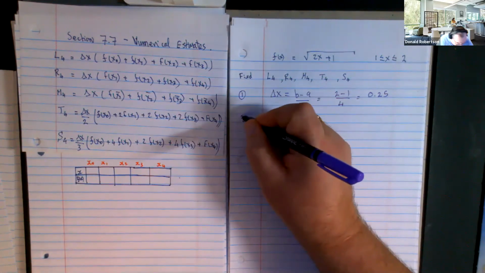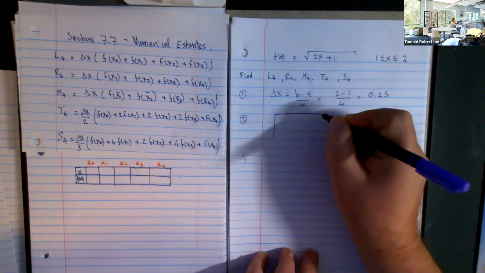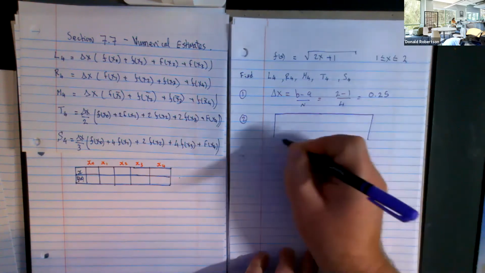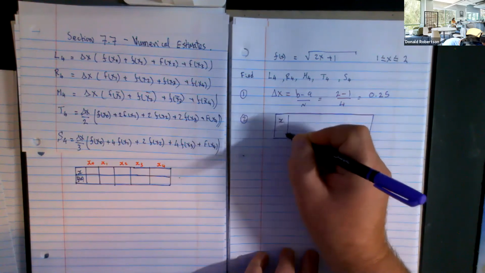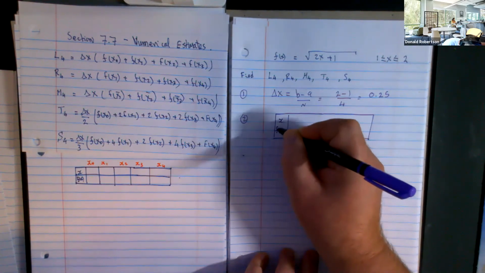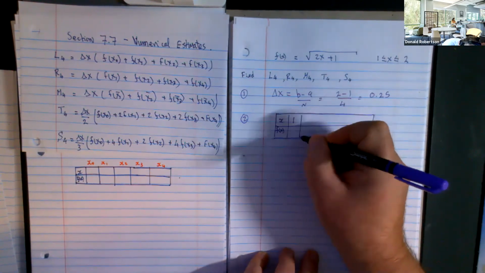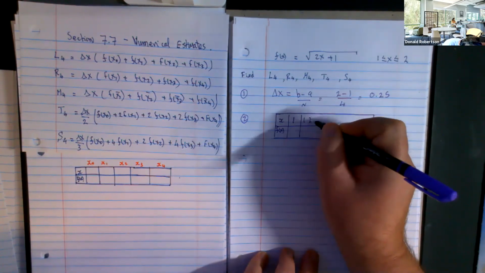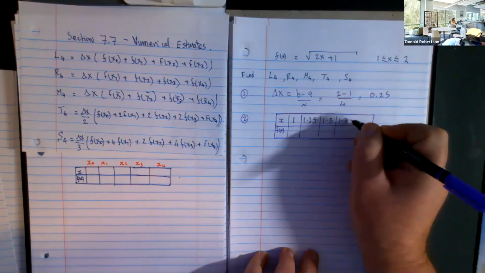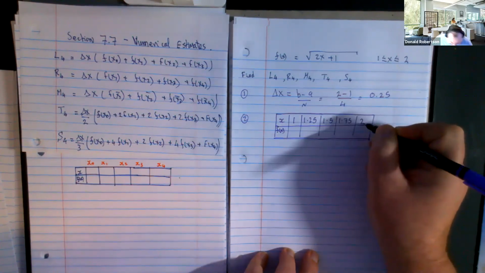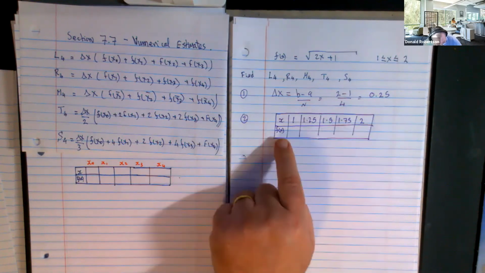Step 2 in every single one of these questions is create a table with the values that you're going to use. So I'm going to have an x and the value of the function. I'm going to start at 1, and I'm going to go up in 0.25s, and I should finish at 2, which I do. And for each one of these, I'm going to find the value of the function.